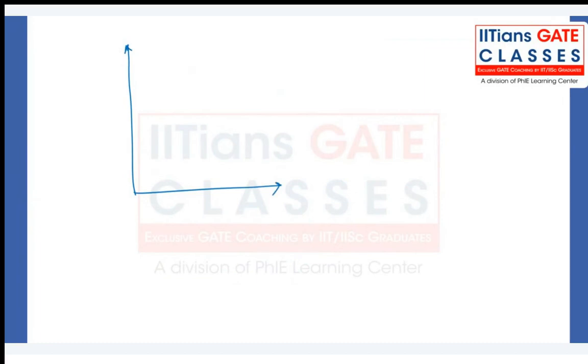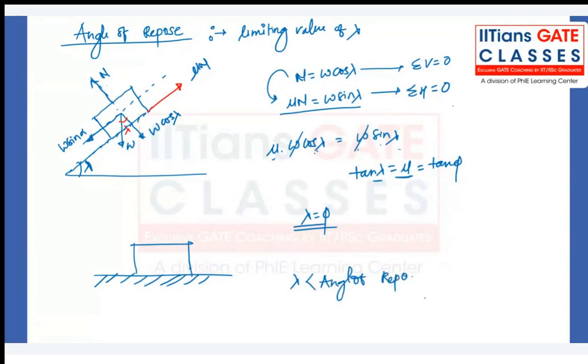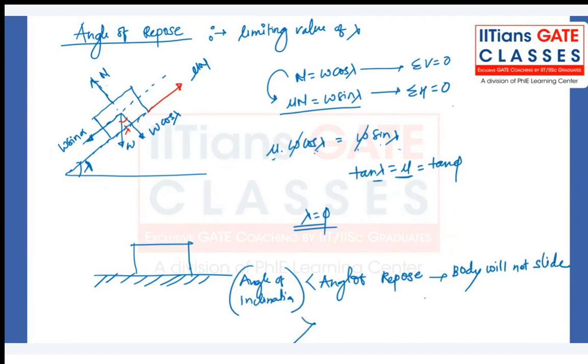We got one question from Harsh here. If the angle is less than the angle of repose, or the angle of friction, will it stand or not? What I was explaining, Harsh, is the angle of inclination. If the angle of inclination is less than the angle of repose, the body will not slide. And if the angle of inclination is greater than the angle of repose, the body will slide. Is it clear?